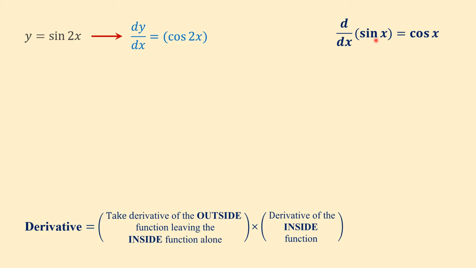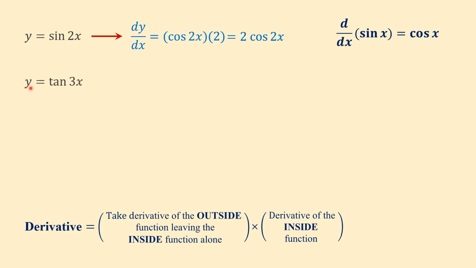So, the derivative of sine of 2x is cosine of 2x. We leave the inside function alone. We don't touch the inside function. Times the derivative of inside function. The inside function is 2x, and the derivative of 2x is 2. So we multiply it by 2. And we can rewrite this answer in the form of 2 cosine of 2x.